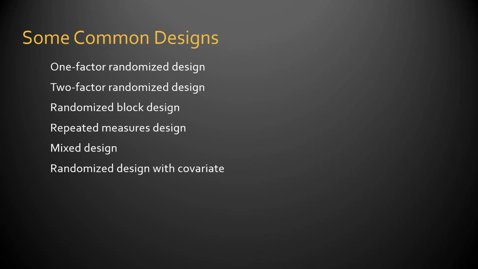So anything like that, in which we have correlated measures versus uncorrelated, like when we assign to conditions or take observations of individuals that are independent of one another in independent groups, that would be a mixed design. A randomized design with a covariate would mean that we randomize on a factor, but then we're also measuring a covariate in addition. You could also have an observational design with a covariate.